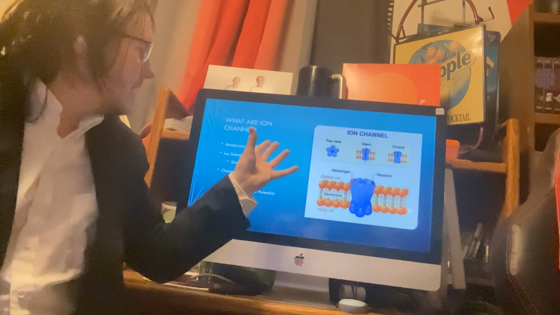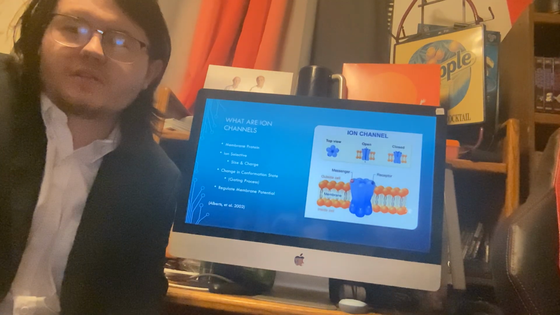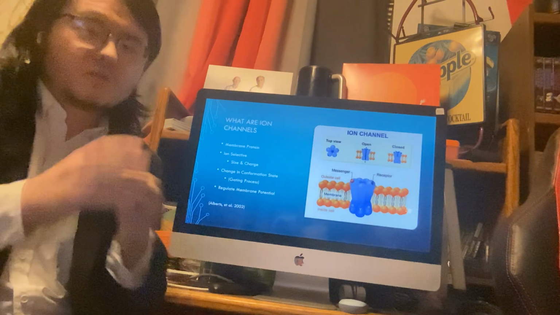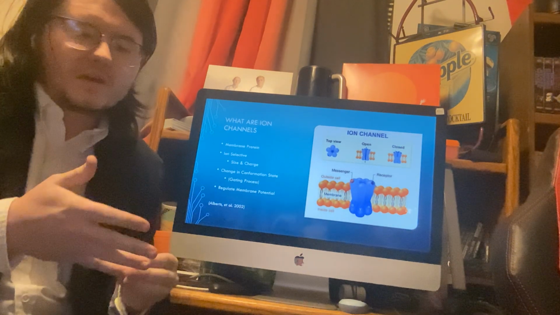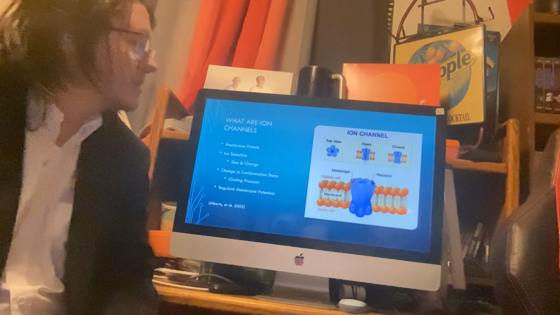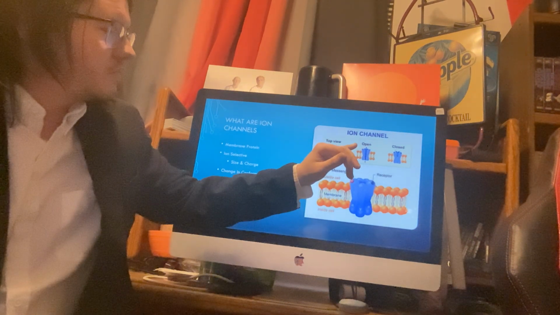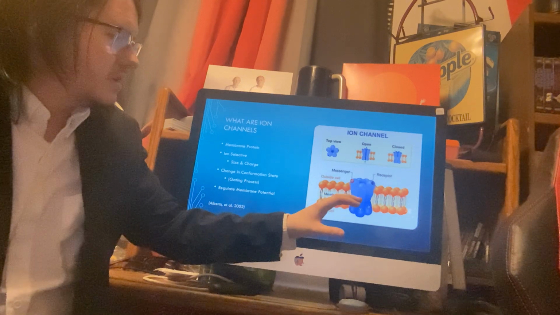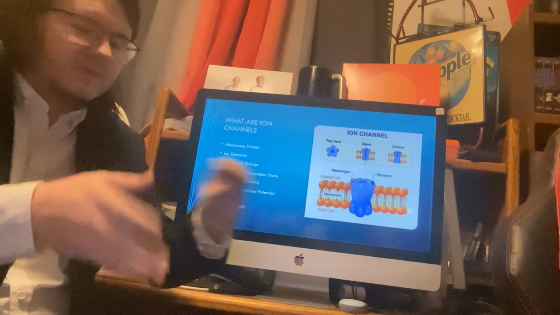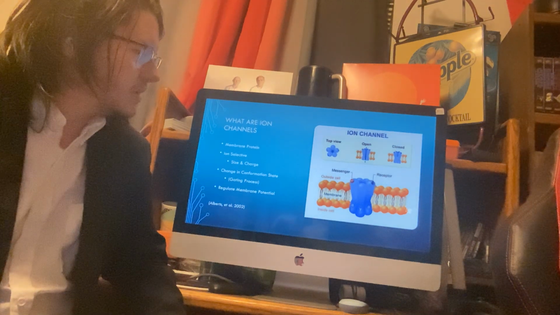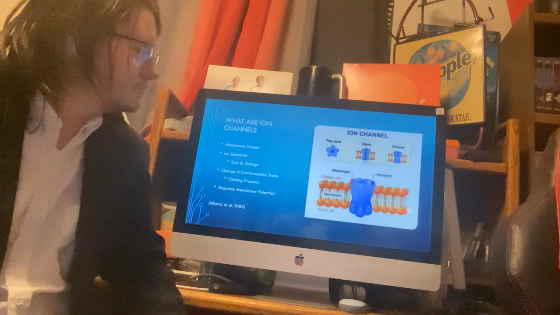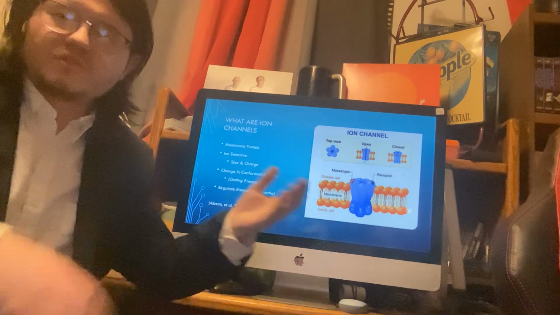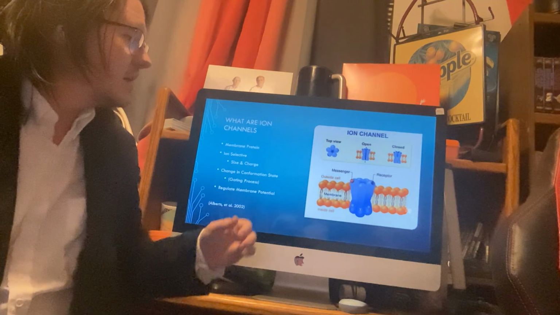So first, what are ion channels? Well, the first thing about them, they are membrane proteins that allow ions to go through. As we can see here, I like the structure of how it is. It is with alpha and beta, not beta, gamma conformation, and of course it goes from inside of the cell to outside of the cell.